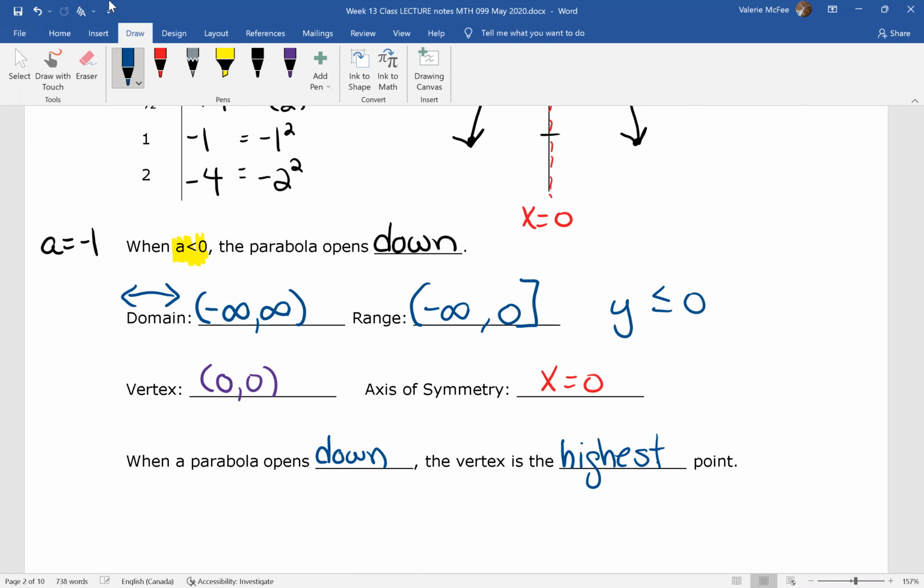Take some time now and practice graphing these two equations, y equals x squared and y equals negative x squared, and make sure you understand the domain and range for each of them, the vertex and the axis of symmetry.